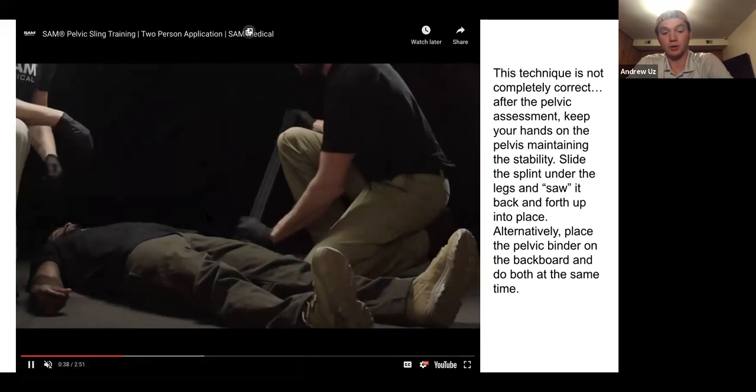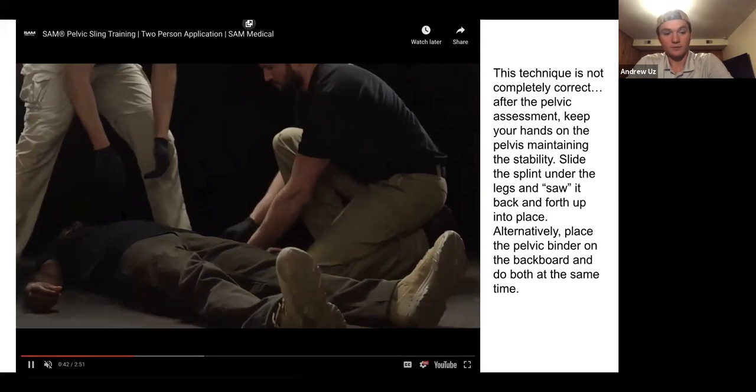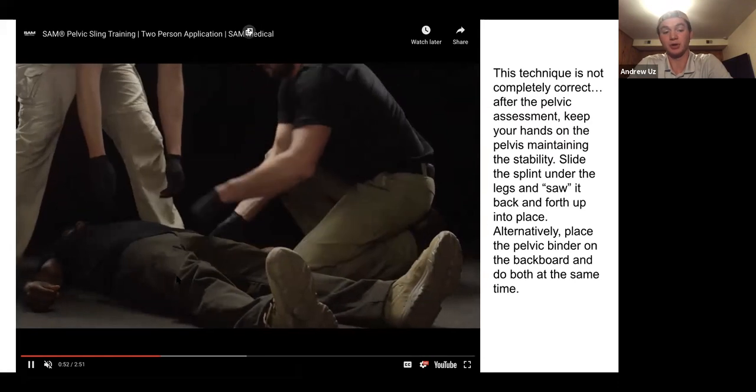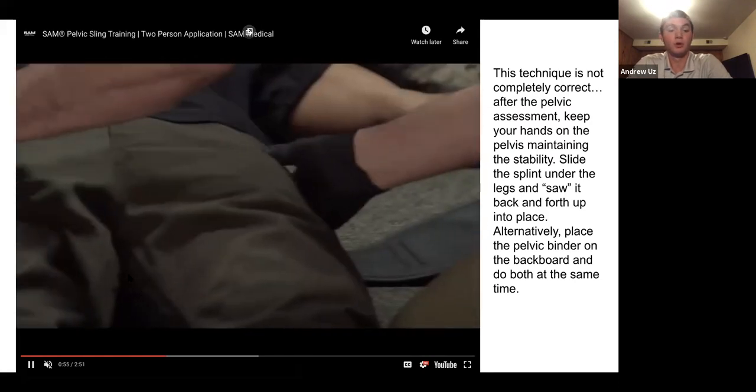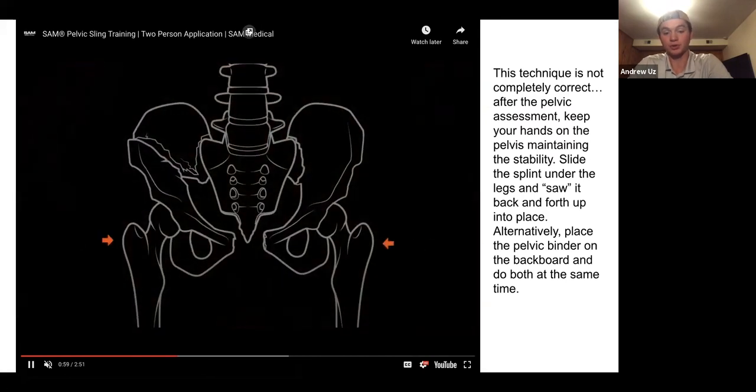So what they're doing here is unrolling the pelvic binder. This is another good point here: you don't want to apply it over any solid objects in the clothing, like a phone in the pocket. But remember, most of these patients are going to have their clothes cut off anyway. Now, he's feeling for the greater trochanters, which are the landmarks for where you're going to want to put that pelvic binder.